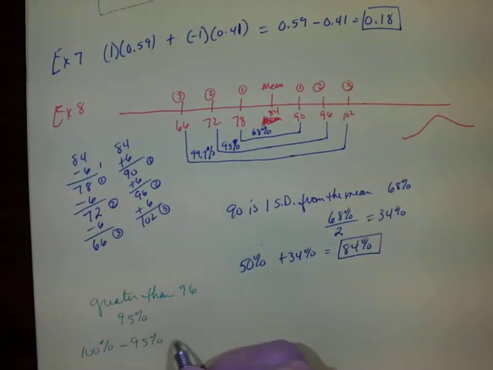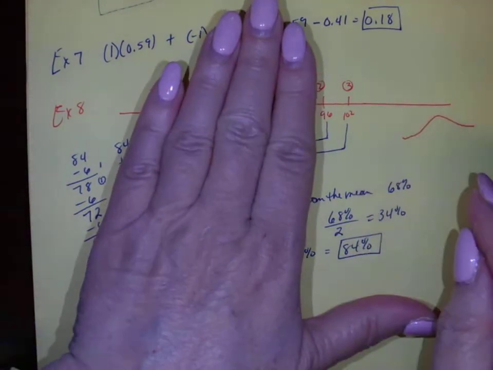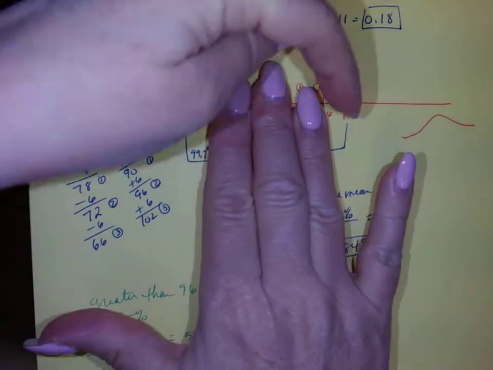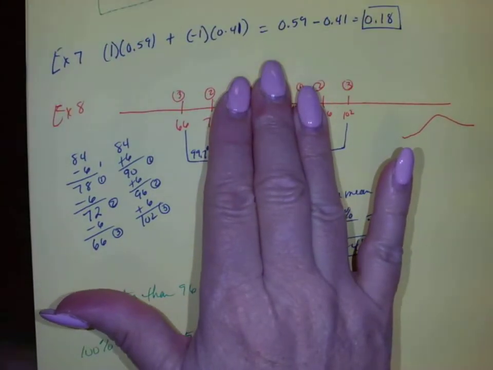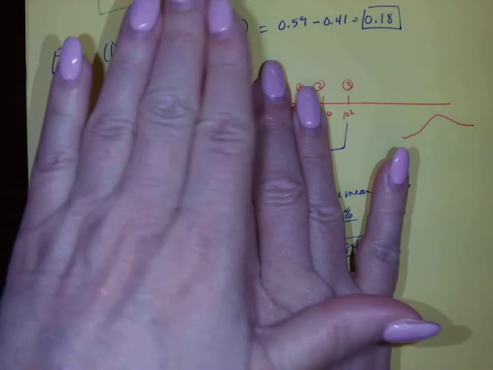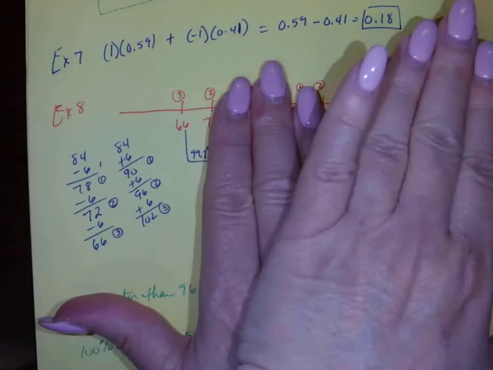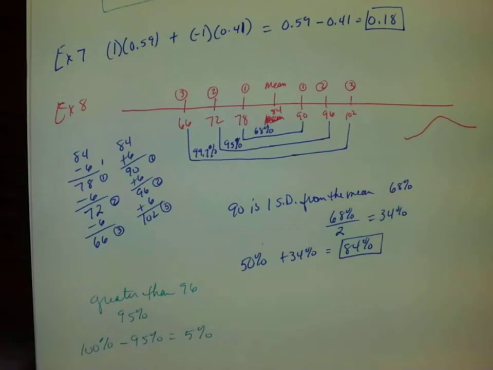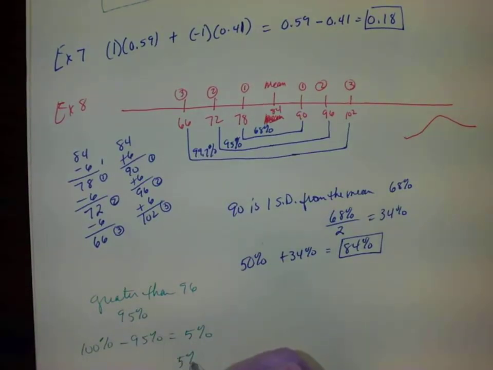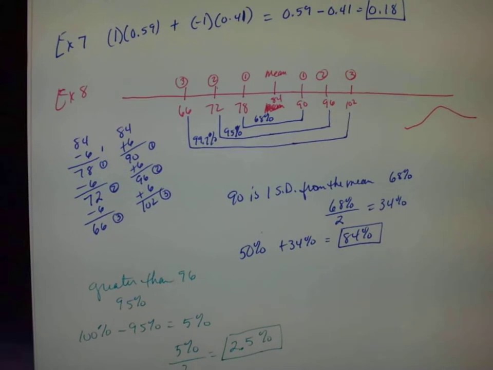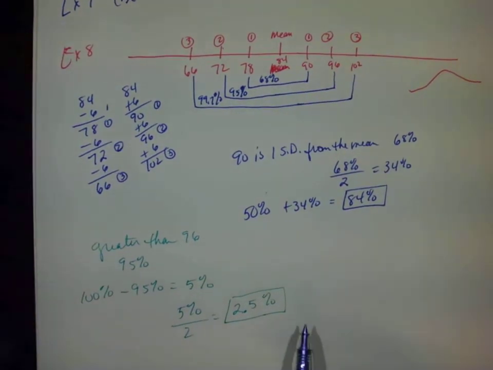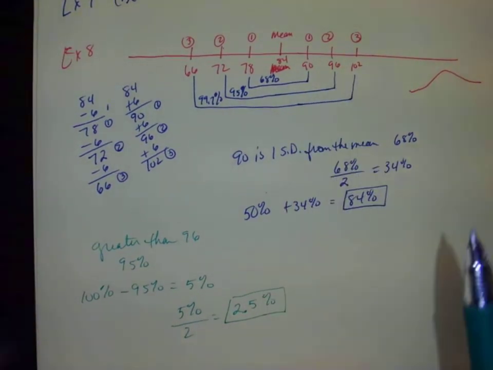So I'm going to subtract 95% out, and I'm left with 5%. There's 5% of our data that is outside of 96 and outside of 72. And remember, half is down here, half is up here. If half of the 5% is down here and half is up there, and I only want the upper part, I can take the 5% divided by 2, and we get 2.5%. So 2.5% of the data lies above 96.